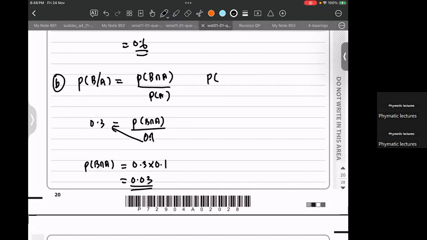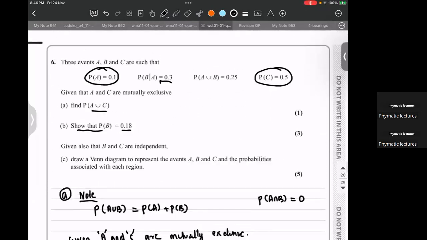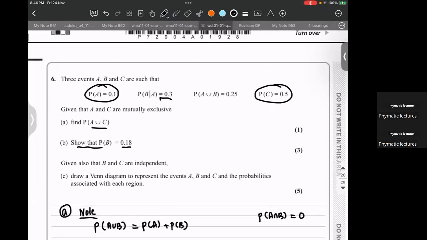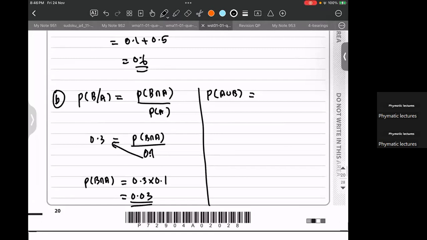So what is the advantage of knowing probability of B intersection A? Because it is given in our question that probability of A union B. Because A and B are not mutually exclusive events, right? So if this is the case, generally what is the formula for probability of A union B? Probability of A union B is probability of A plus probability of B minus probability of A intersection B or B intersection A.